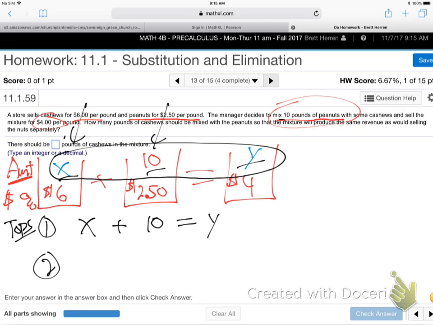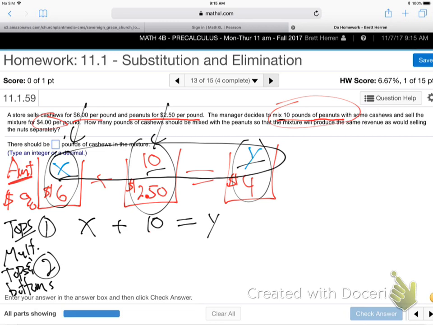The second equation is all about the money. Specifically, you multiply top and bottom. Tops and bottoms, multiply them. What am I talking about? 6 times X, 10 times 250, 4 times Y. And you add them up and they're equal.